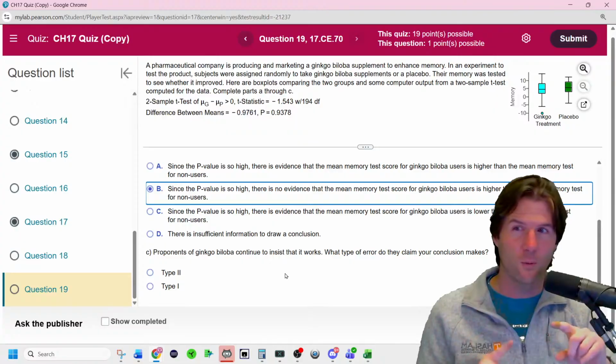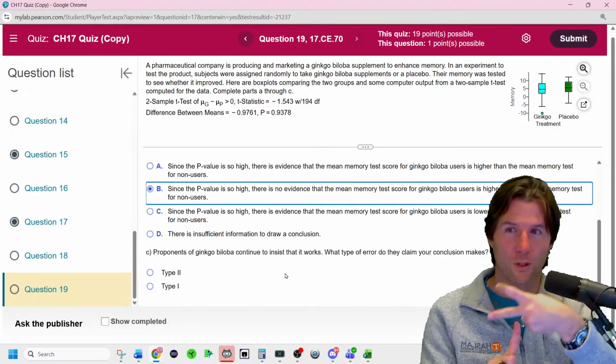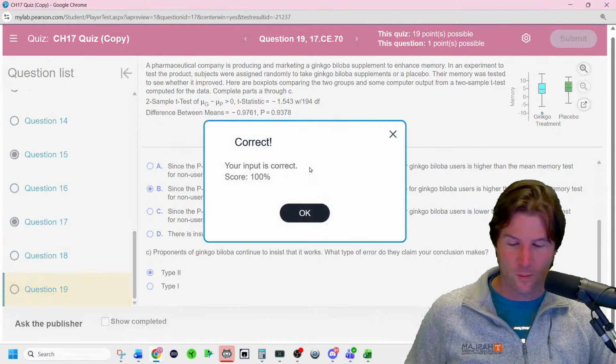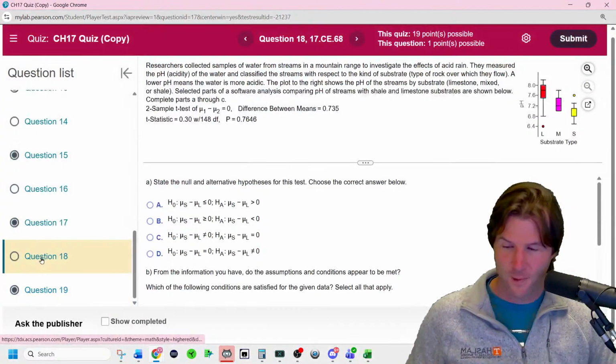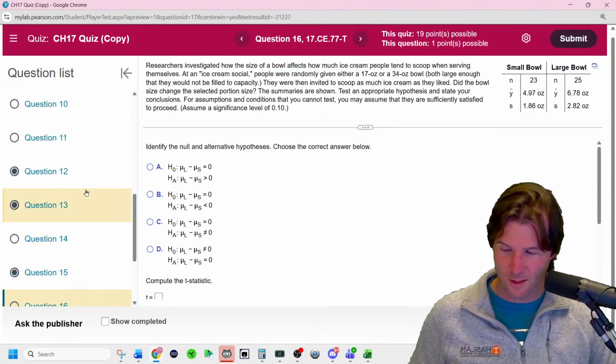So if you know this trick right here that we do, in a type 1, the null is true and we reject it, that's the error. In a type 2, the null is false and you fail to reject it. Since we failed to reject the null, the only possible error we could have made is a type 2 error. Yeah, so it's really good right there. If you know the tricks, you can sometimes get things pretty quickly.